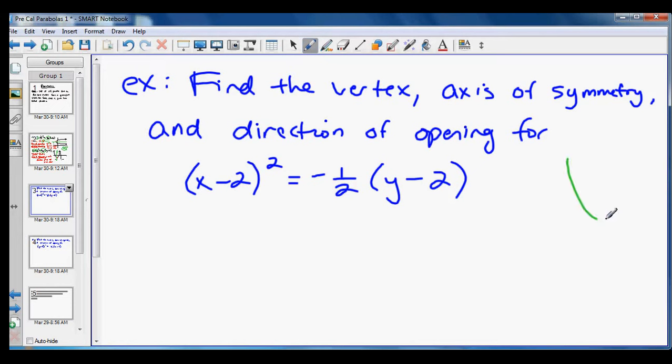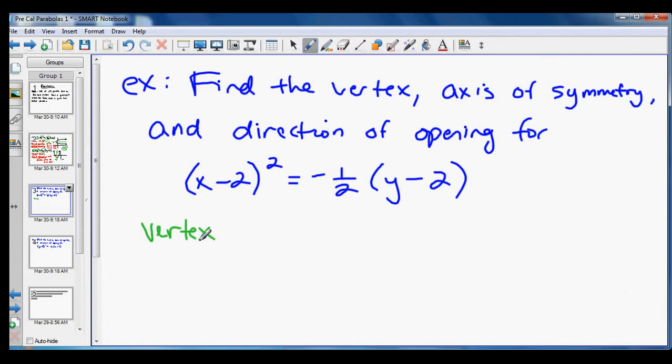So, let's start with the vertex. The vertex is found the same way we found centers of other shapes. So we look at what's being subtracted from x, which is 2, what's being subtracted from y, which is also 2.